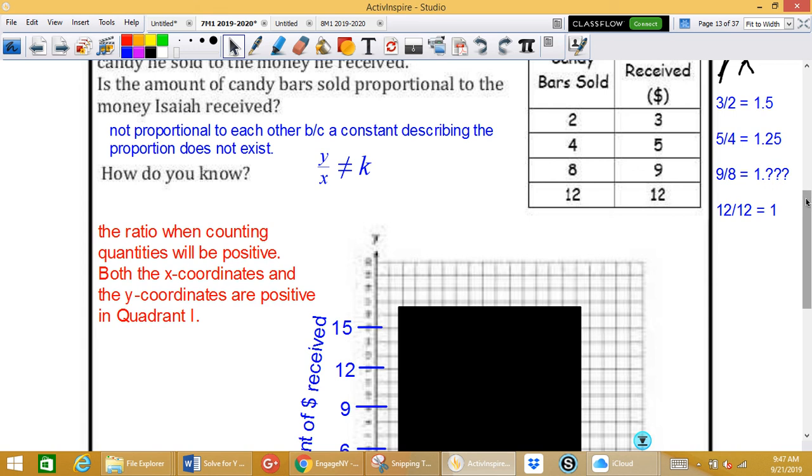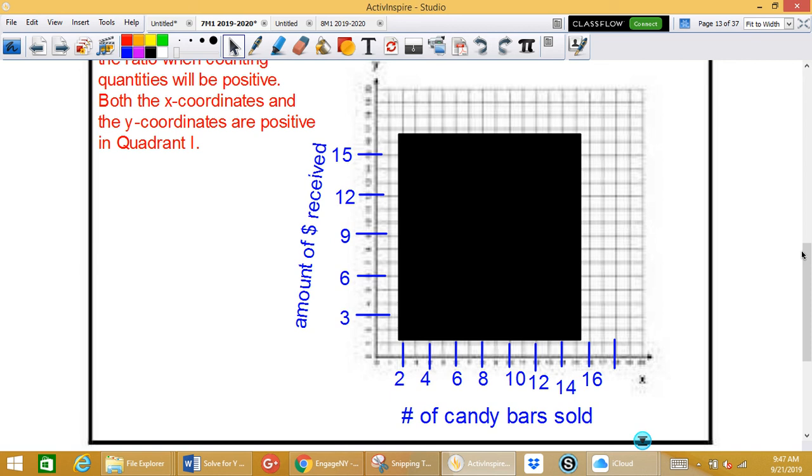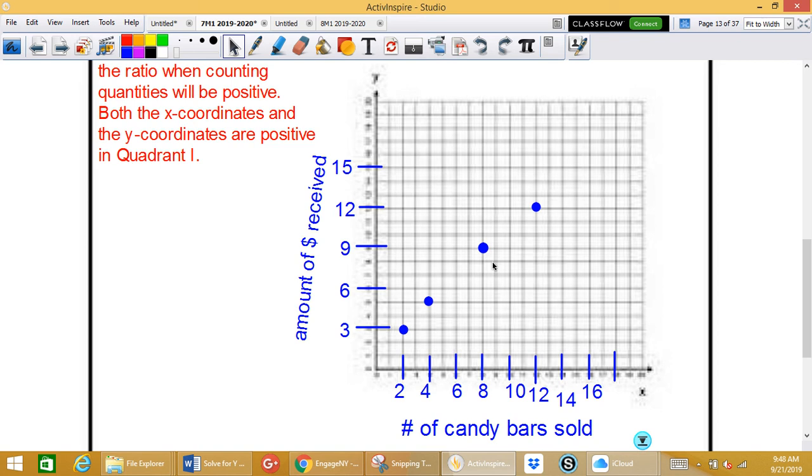So now we're going to turn this into a graph. And we're only working with the first quadrant of the graph because when we're dealing with counting quantities, the quantities have to be positive. So both the x coordinate and y coordinate are positive in quadrant 1. So we have to label. That's very important. And then we're going to plot the points.